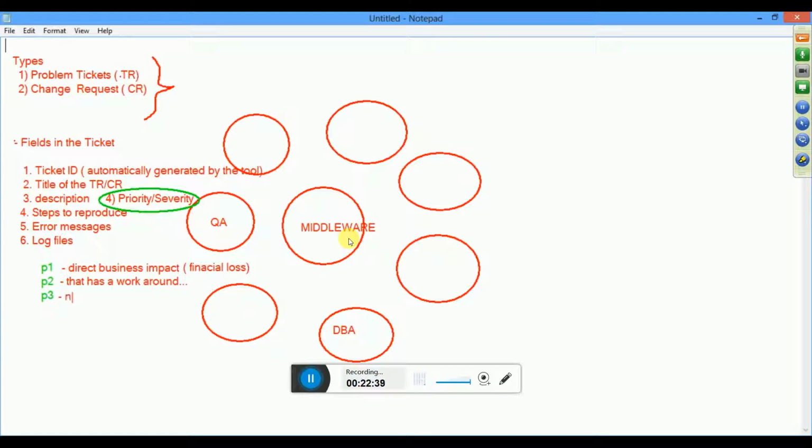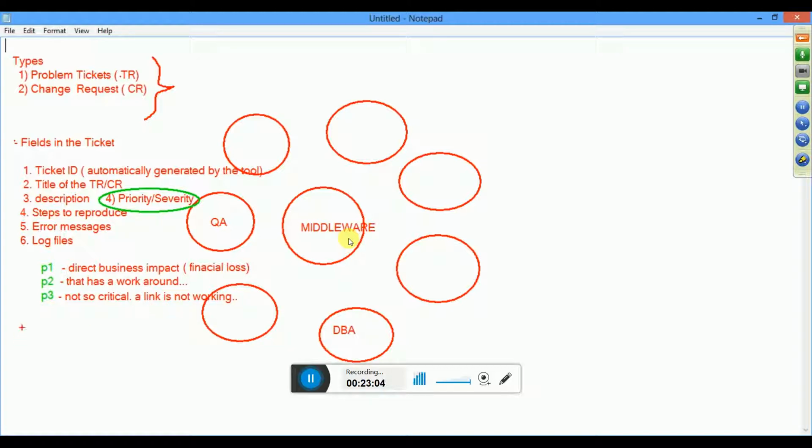P3 is not so critical. Something like, let's say, new feature needs to be added, or a link is not working. If a link is not working, then there is another link to do the same thing. You call it a P3.